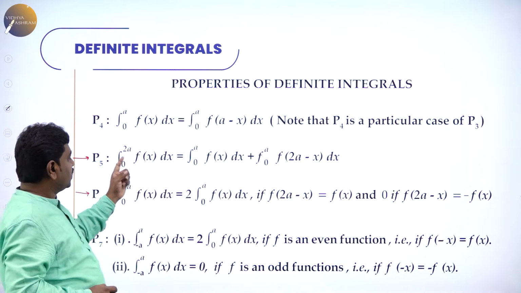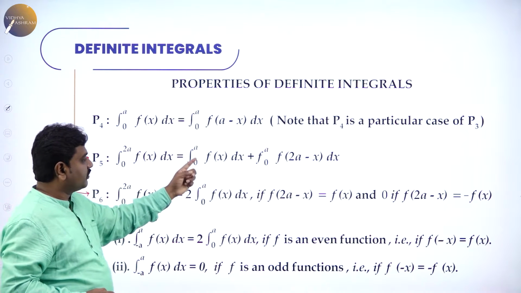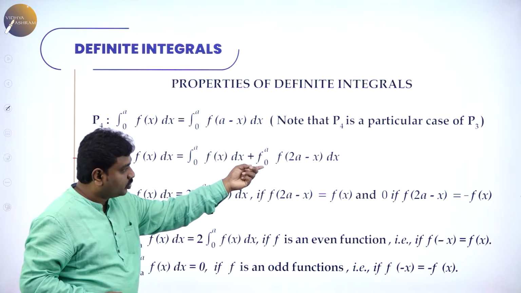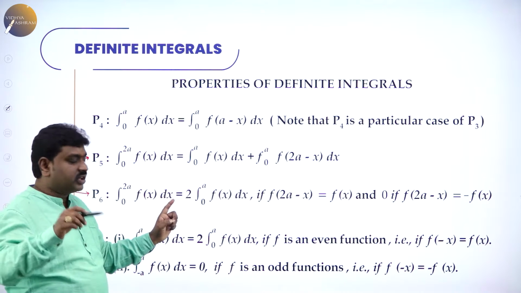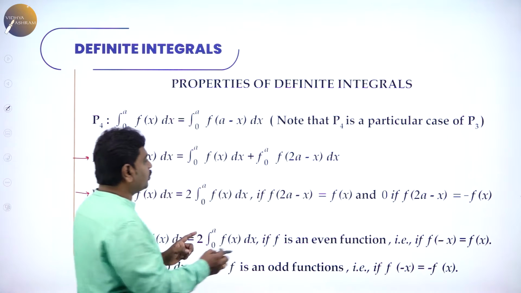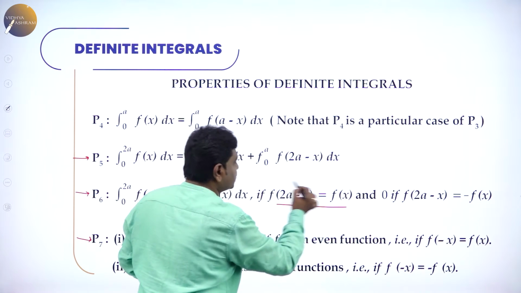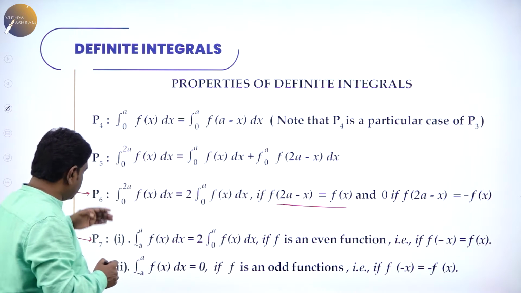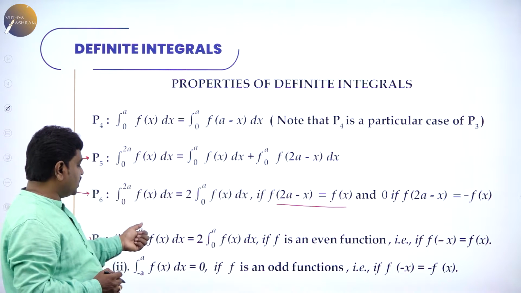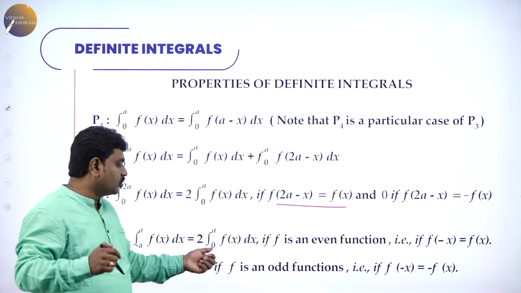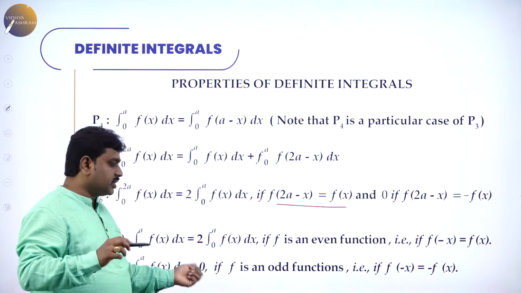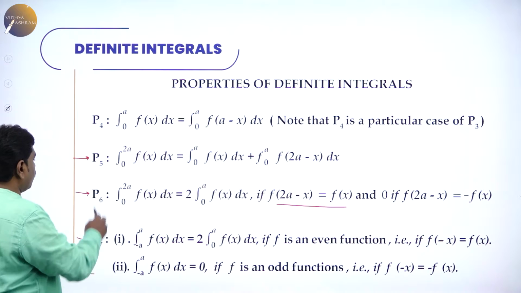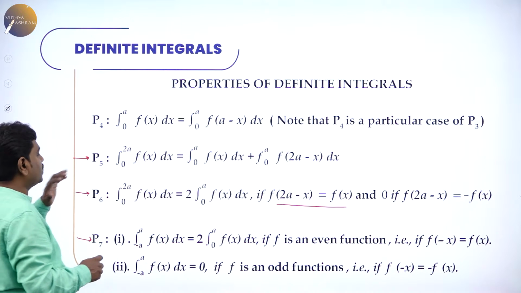The integral of 0 to 2a f of x dx can be written as 0 to a f of x dx plus 0 to a f of 2a minus x dx. Then 0 to 2a f of x dx can also be written as 2 times 0 to a f of x dx if 2a minus x is the same as x. And P7: the integral of minus a to a f of x dx becomes 2 times 0 to a f of x dx if the function is even. If it is odd, it will become 0. So P4, P5, P6, P7 are also important.